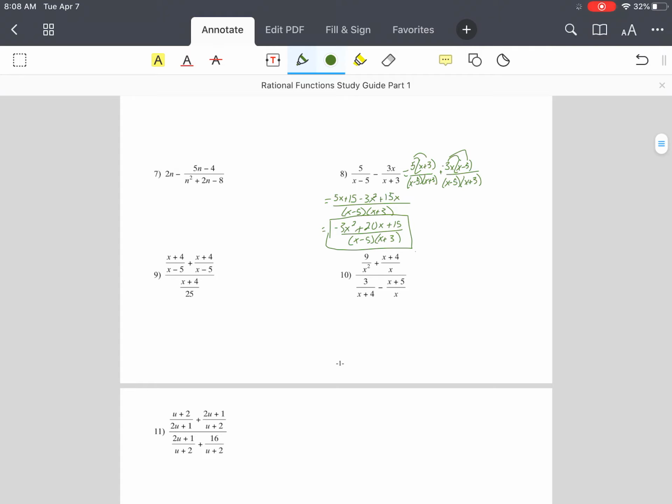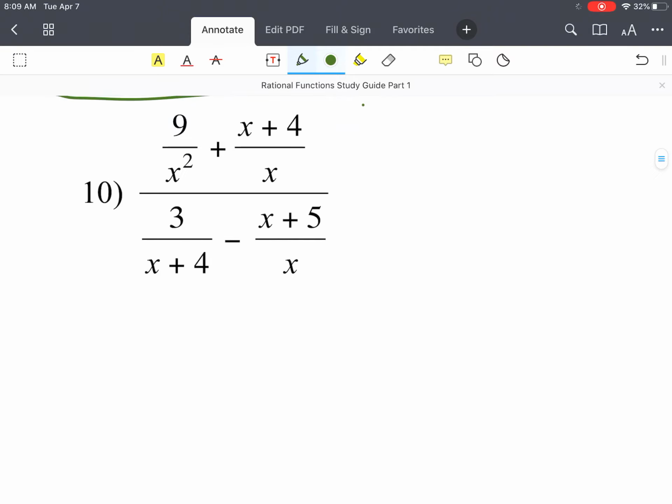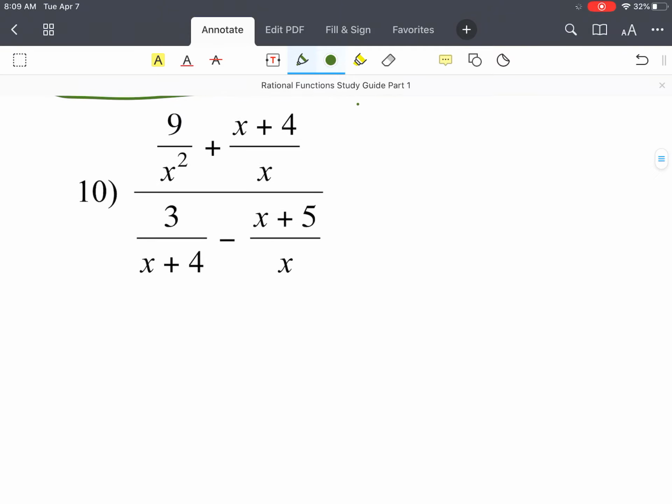All right. Complex fractions, so 9 through 11. This is where you're going to have to get common denominators on top, common denominators on bottom, and then simplify it all down. So let's look at number 10.